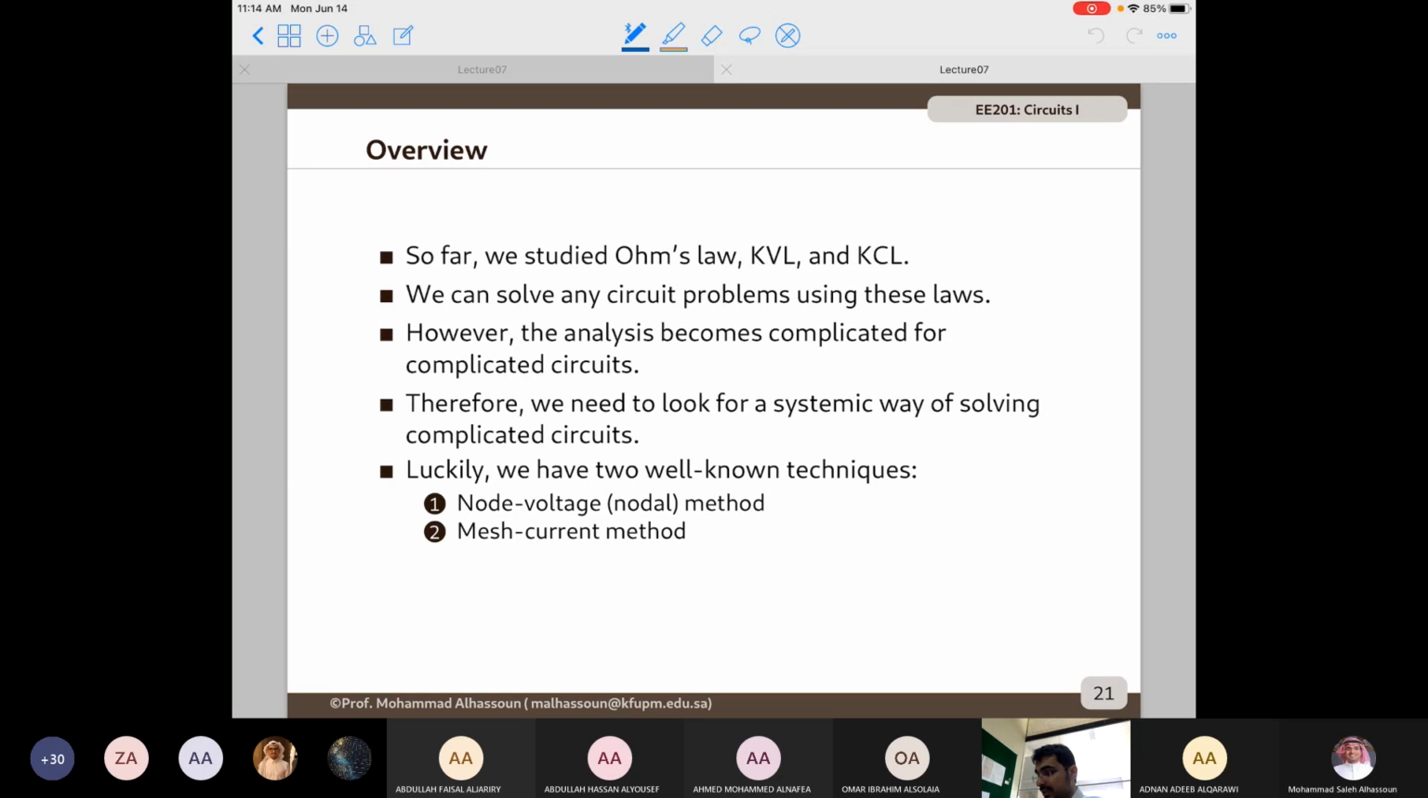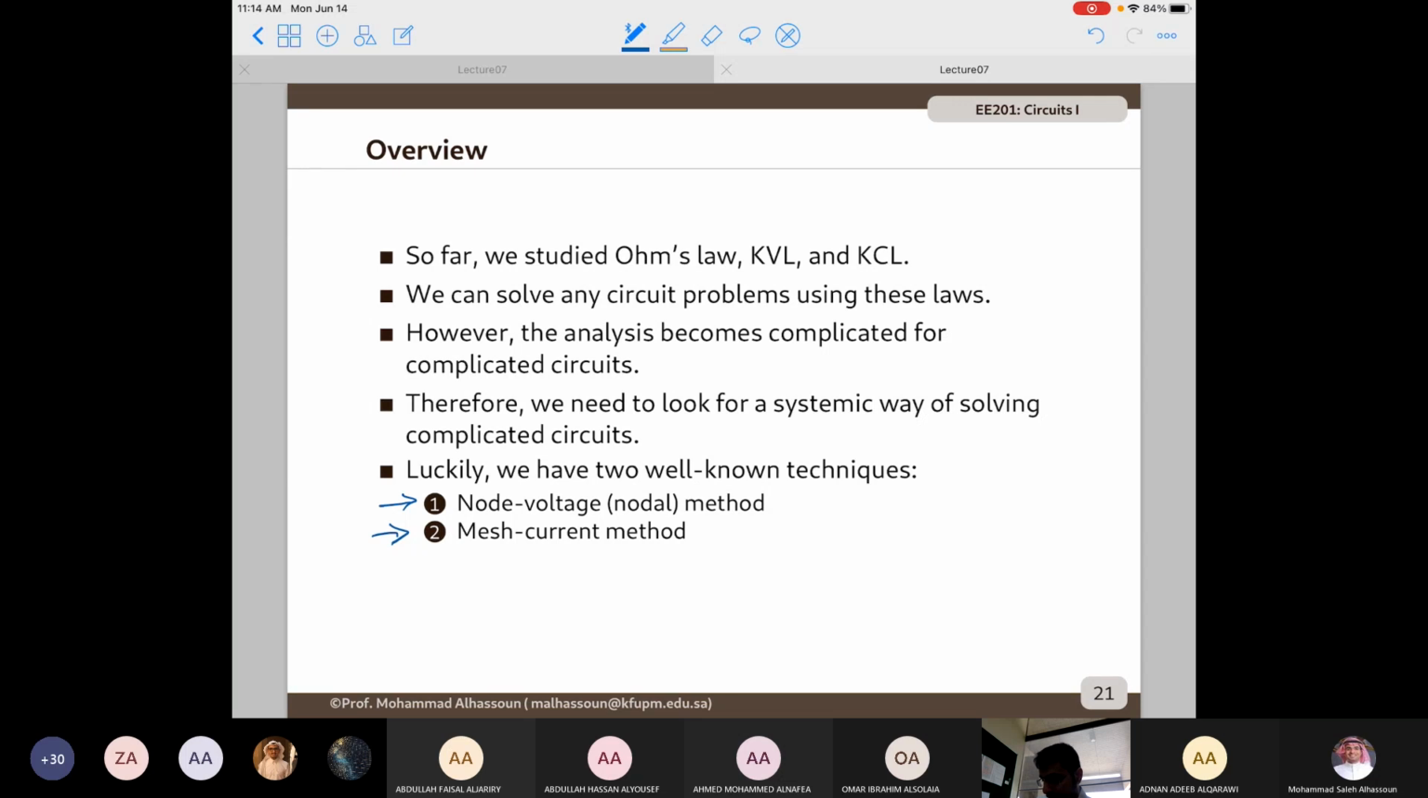So we cannot just use Ohm's law, KVL and KCL. You can still use them, but instead of solving the problem in a single page, you might need to solve it in 2 or 3 pages, which is not a practical way. So the systematic way, we're lucky to have 2 systematic approaches of solving circuits. The first one is called the node voltage method, and the second one is known as the mesh current method.